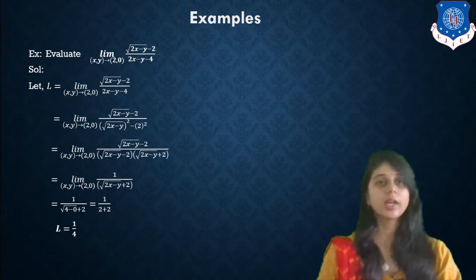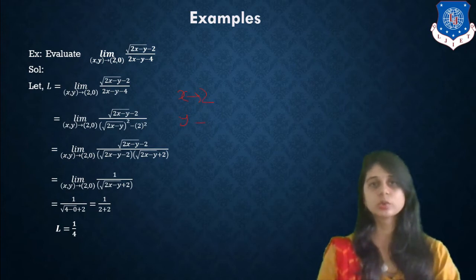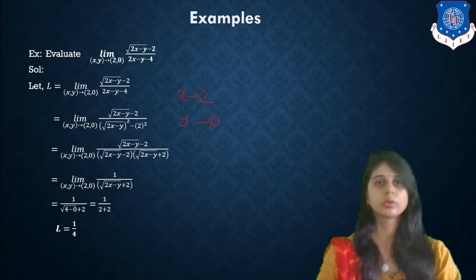Evaluate the limit as (x, y) tends to (2, 0). So here x tends to 2 and y tends to 0. Now, (2xy minus 2) upon (2x minus y minus 4). We are putting the value of 2x minus y into (2xy) whole square minus 2. We are taking the same type of formation in the numerator and the denominator.